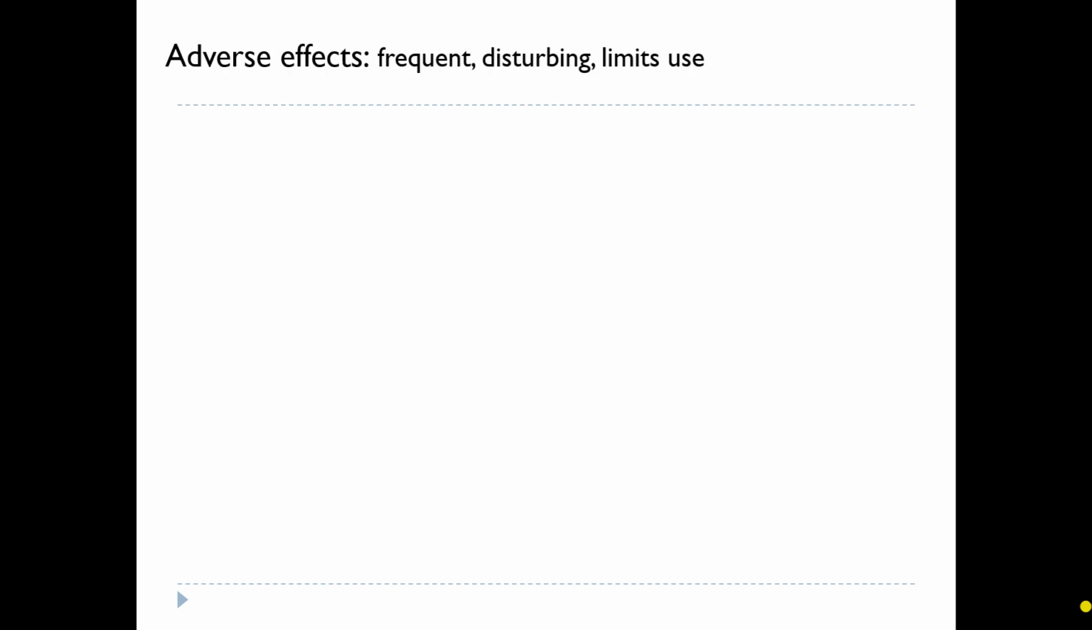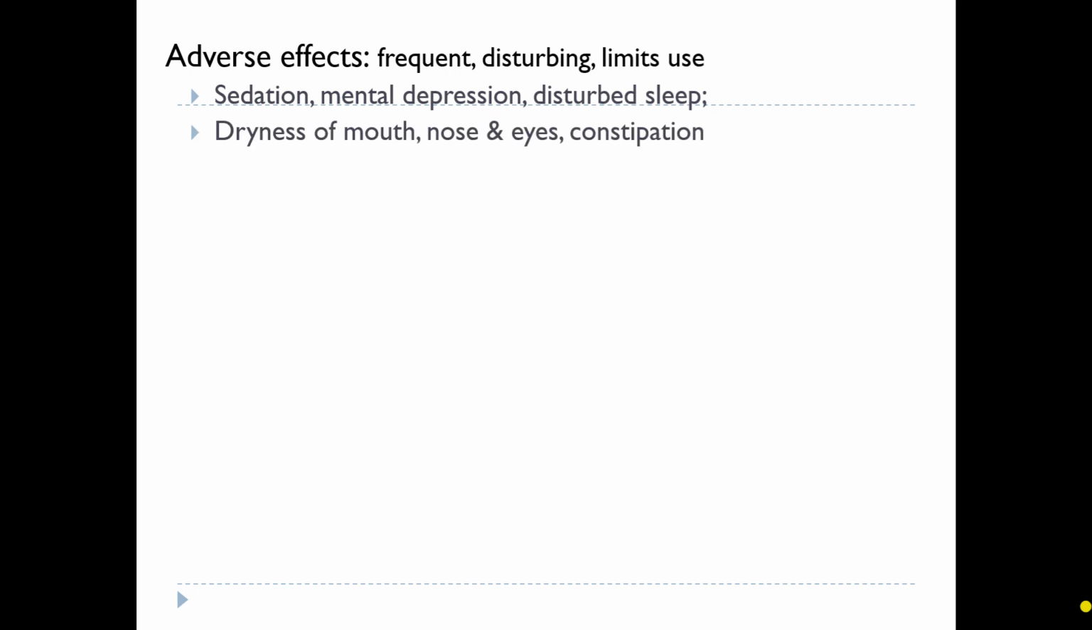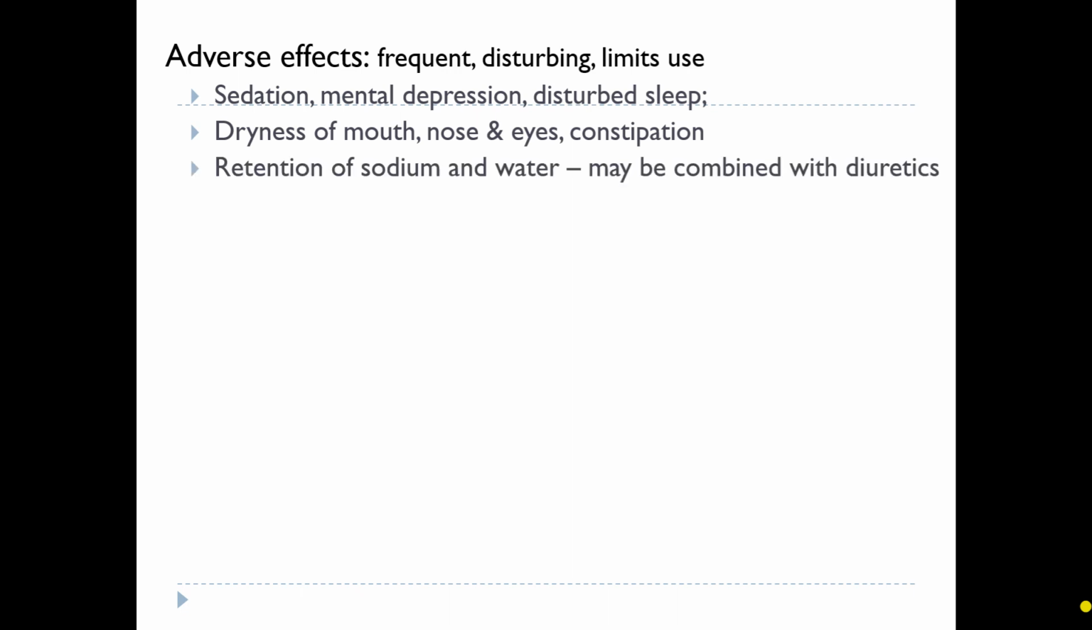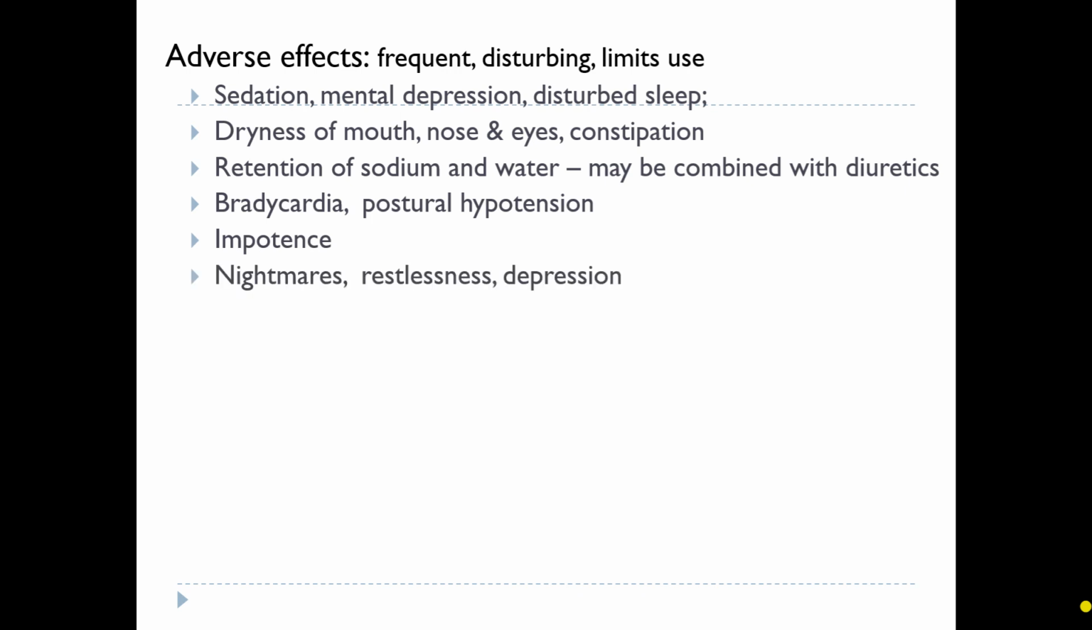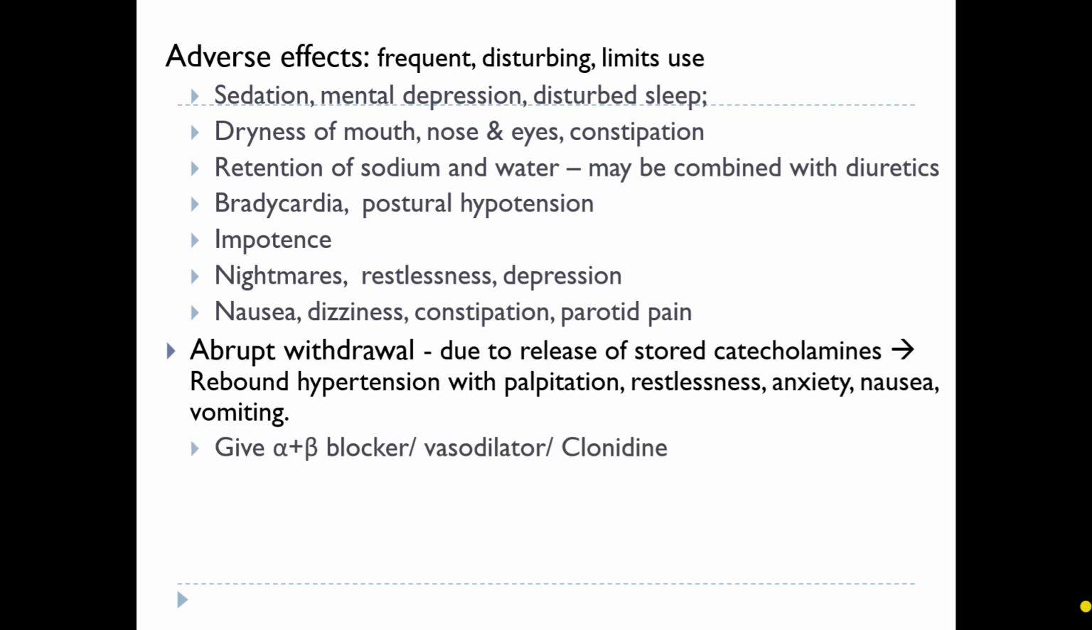Adverse effects are very frequent, very disturbing, which is the main limiting factor for use of this drug. Because it acts on the CNS, it produces sedation, mental depression, and disturbed sleep, dryness of mouth, nose, and eyes, dryness of GIT secretion leading to constipation, retention of sodium and water. That is why it can be combined with a diuretic also. It produces bradycardia and postural hypotension. It produces impotence as a side effect, nightmare, restlessness, depression, nausea, dizziness, constipation, parotid pain.